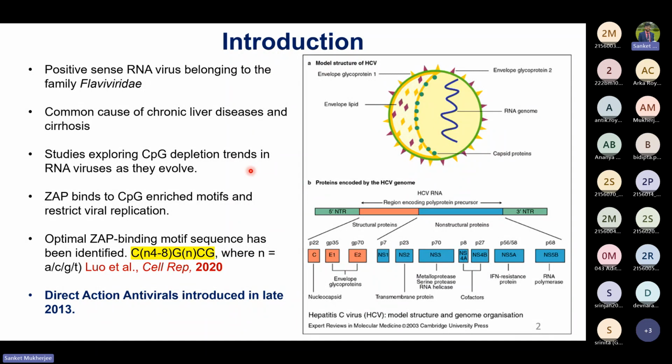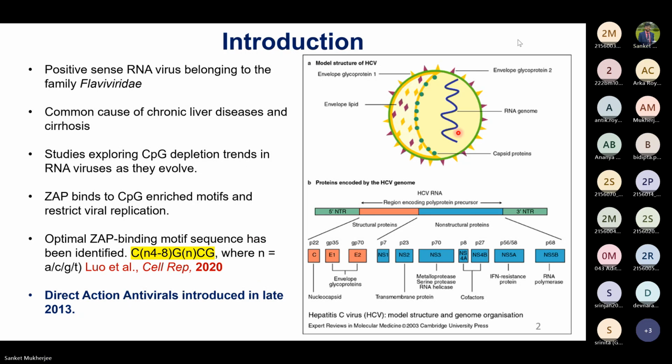CpG is nothing but C's and G's. CpGs are reduced considerably in viruses that affect humans. ZAP, which is zinc finger antiviral protein, binds to these CpG motifs and restricts replication. That's the idea. And one paper also gave the optimal binding site for these ZAP proteins.